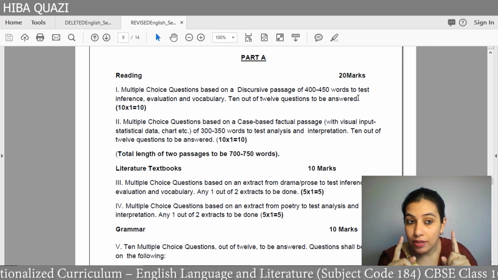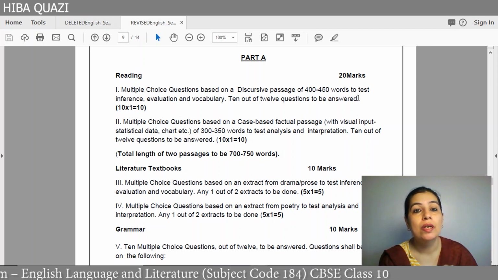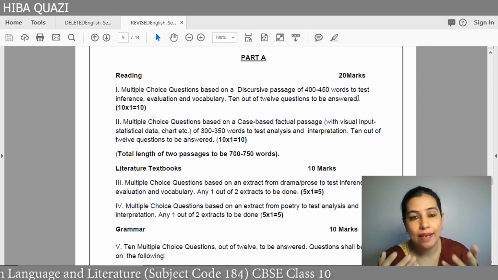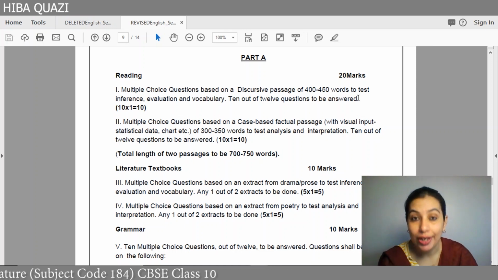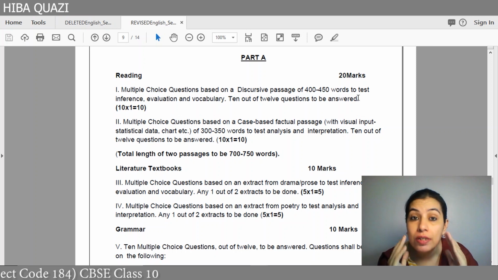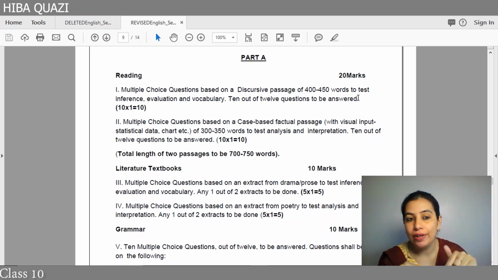So that reading section, again, I'm coming back, I'm telling you again and again, this time, it is obviously every time you need to read it carefully, but this time make doubly sure that you've read the passage well and that you've understood it very well. So that is it with 20 marks for the reading passage.